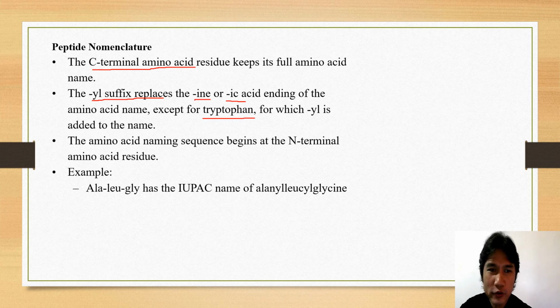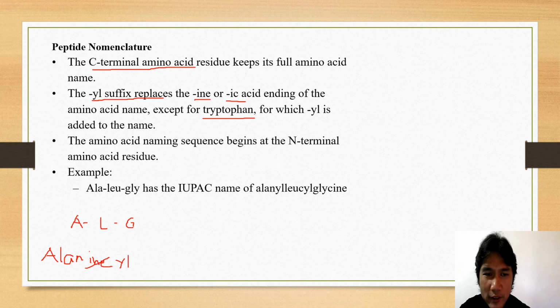When you have a sequence, for example, alanine, leucine, and glycine, I'm just using the single letter abbreviation. Alanine, or ALA, the complete name is alanine. Remember, it ends with INE, so this INE will just be replaced by the suffix YL, so that becomes alanyl. The middle amino acid residue is leucine. The INE once again will be replaced by YL, so that becomes leucyl.